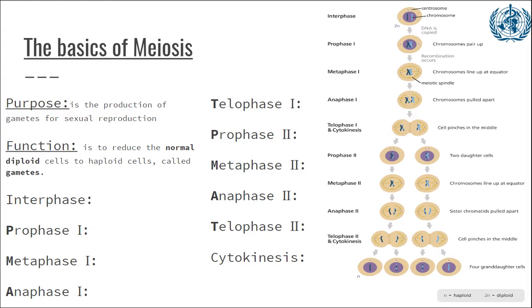Its first stage is interphase. This is the period of the cell cycle during which the nucleus is not undergoing division, while on the outside of the nucleus are 2 centrosomes containing centrioles, which are key for the process of cell division. Next is prophase 1, the first stage in PMAT.